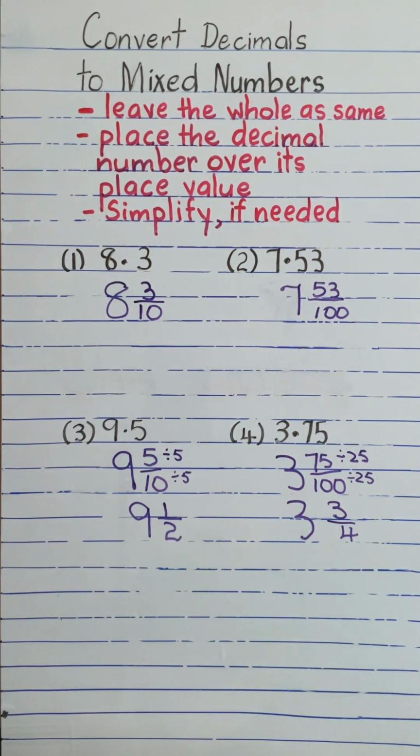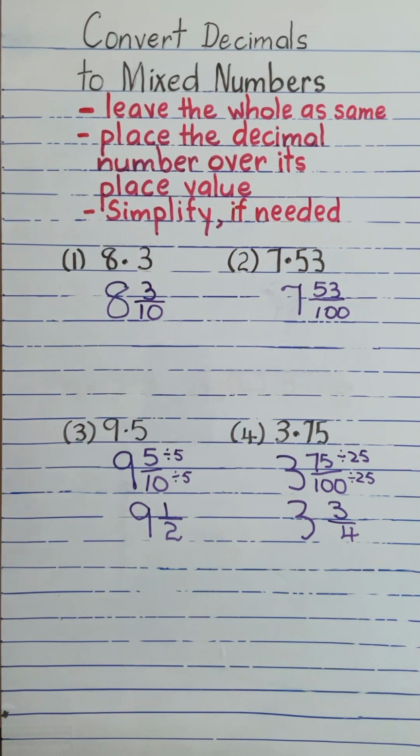So therefore, 3.75 is equal to 3 and 3/4. So let's do at the bottom how we could break it down to a lower term and then a lower term. So instead of using the highest common factor, we're just going to use a common factor.